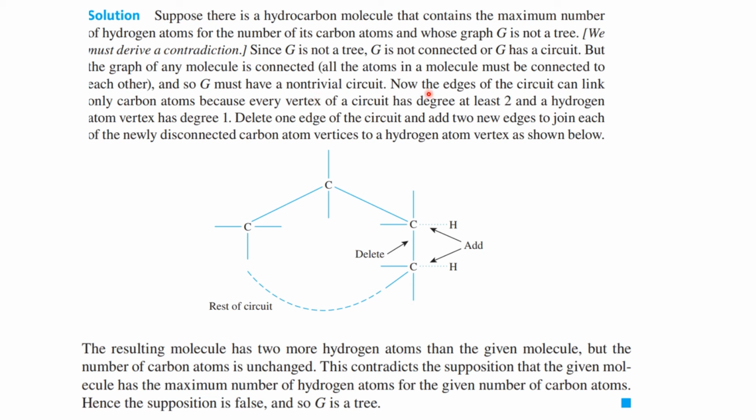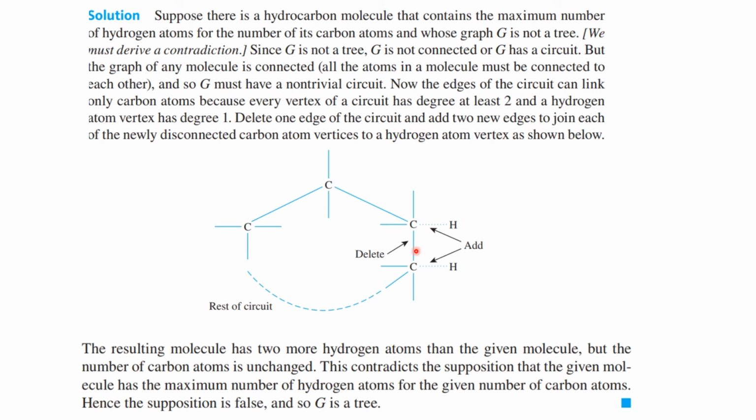The edges of a circuit can link only carbon atoms because every vertex of a circuit has degree at least 2, and a hydrogen atom vertex has degree 1. That has to do with its chemical properties. So we can delete one edge of the circuit. And so, for example, this is the circuit that would exist.